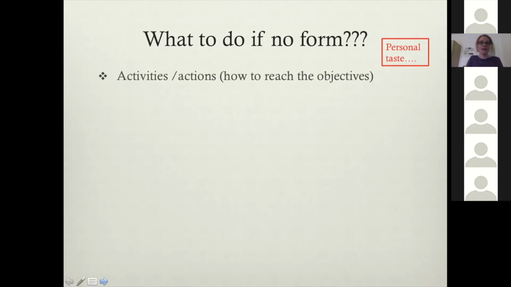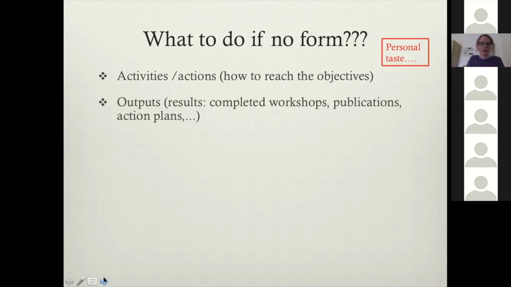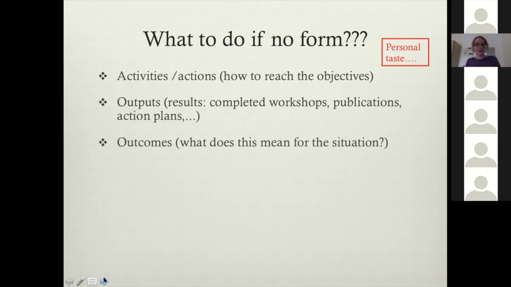And then the next one would be the activities, the actions. So how do you want to reach the objectives? The outputs are usually something tangible. It could be a publication, an action plan, or a completed workshop as well. So something that you can count. The outcomes, on the other hand, are more like an interpretation. What does that mean for this situation? How has that situation changed?